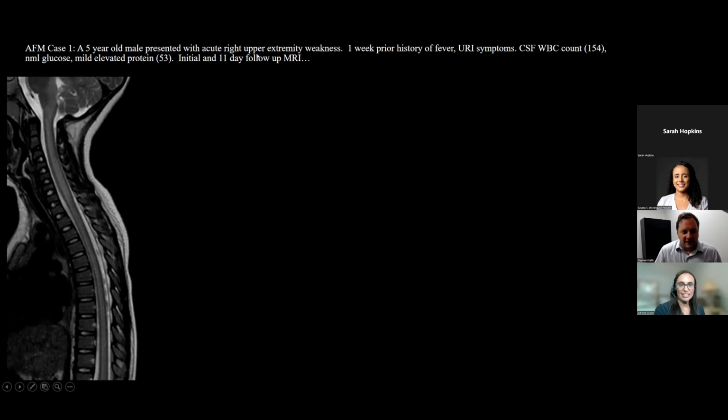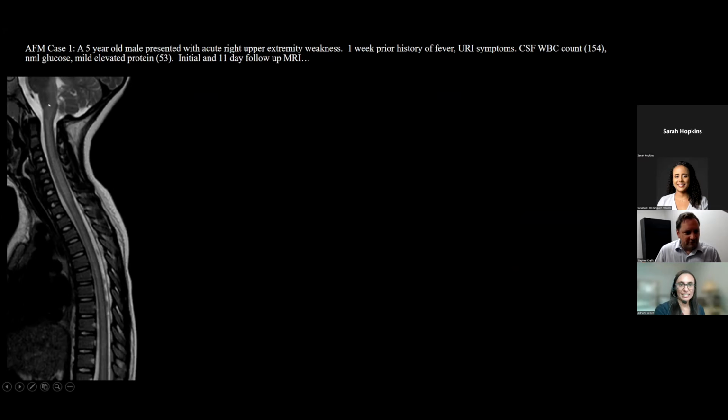Now, a lot of these cases, I should point out, have follow-up MRIs because in the beginning, when we were seeing these cases, we didn't really know what this was. So currently, we don't do as many follow-up MRIs when we have a diagnosis of AFM. But in the beginning, we didn't really know what was causing a lot of these problems. And so we had more follow-up MRIs because of that.